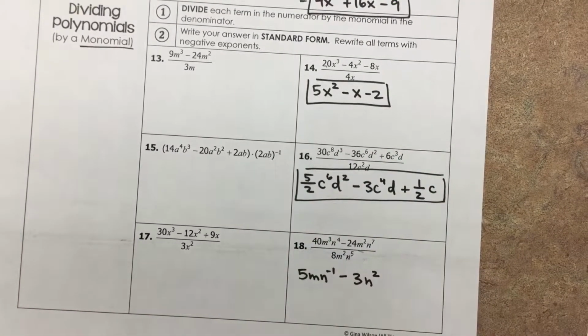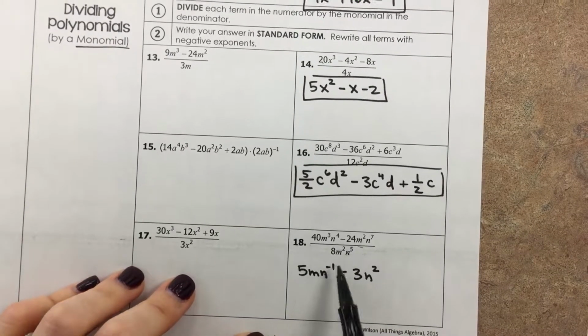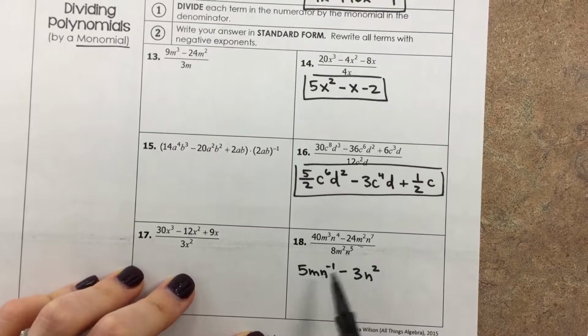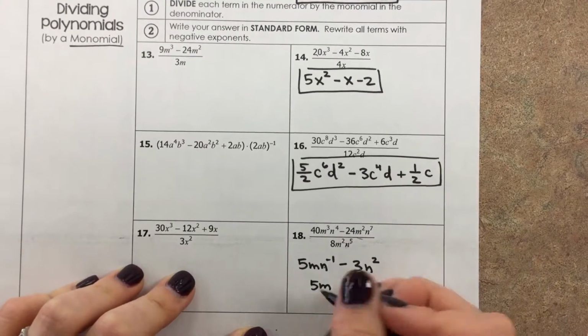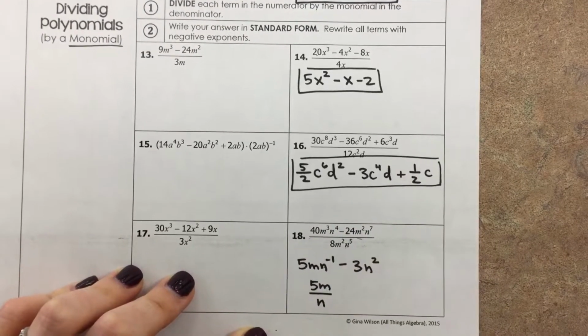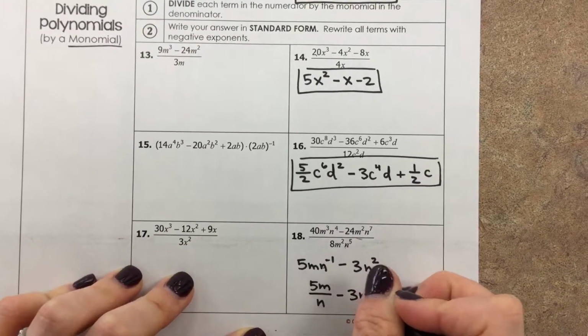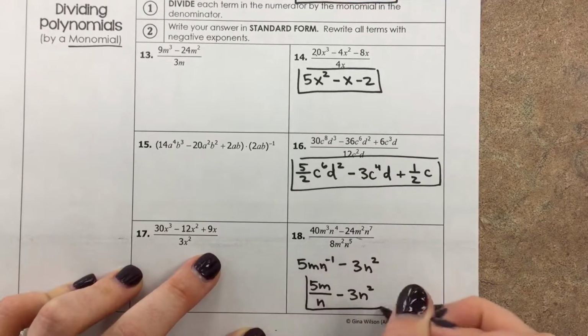Last little piece is we have to rewrite all terms with negative exponents. So this N to the negative 1st, only the N, has to get flipped down to the denominator. So these pieces stay because they don't have negative exponents. Just the N flips down. And then this piece is good. It doesn't have anything negative. So that's our final answer there.